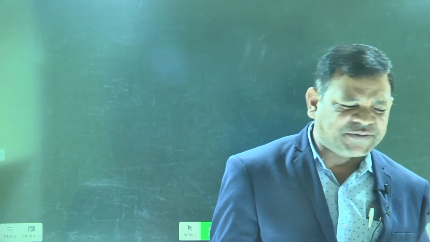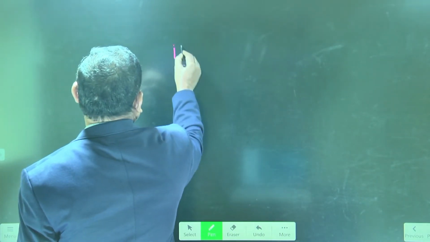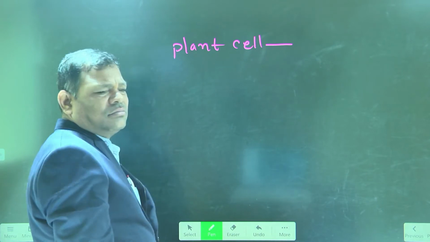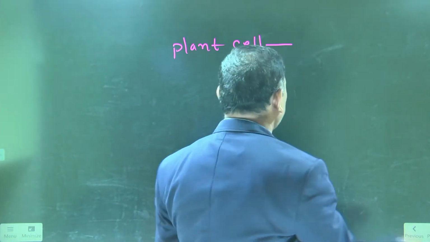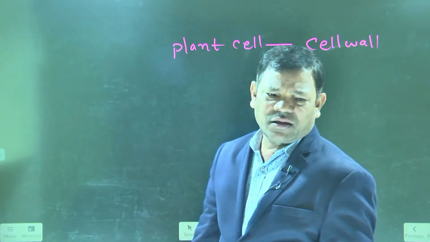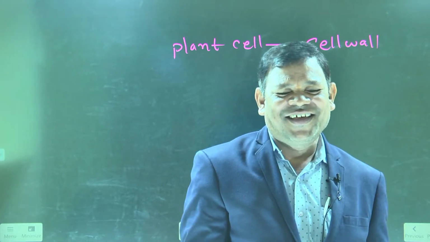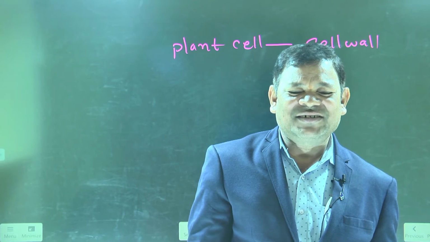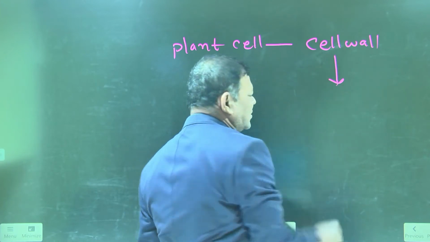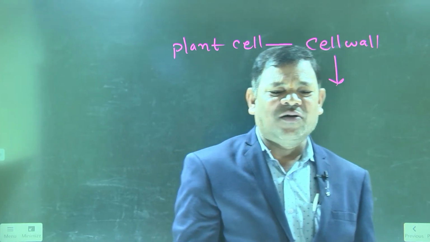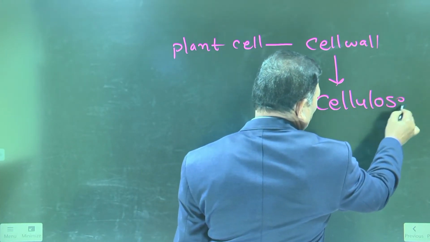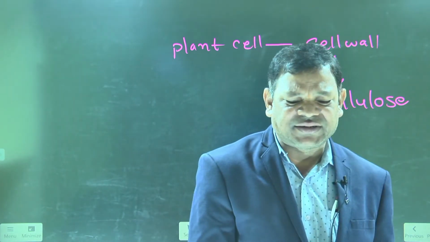Next, coming to the point. In the plant cell, what is the outermost layer? Cell wall. Cell wall is made up of what? Cytoplasm is the wrong answer. Cellulose is the right answer.